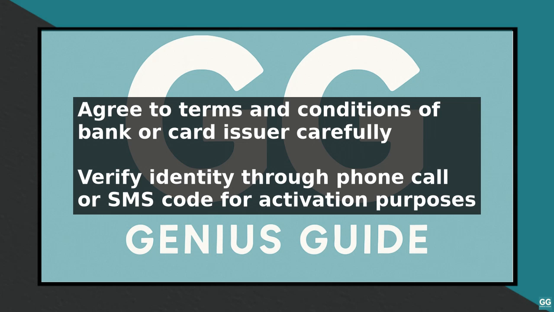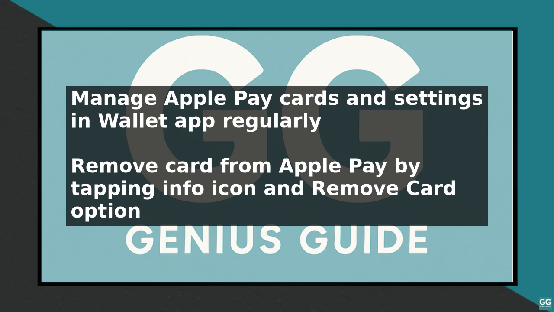To manage your Apple Pay cards and settings, open the Wallet app and tap on a card to view its details and transaction history. You can also remove a card from Apple Pay by tapping the info icon and then tapping Remove Card. It is a good idea to regularly review your transaction history and card details to ensure everything is up to date and secure.